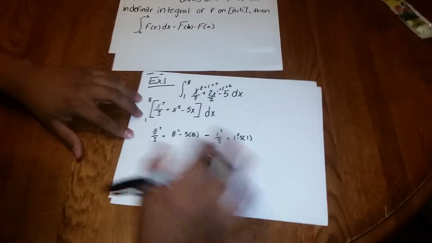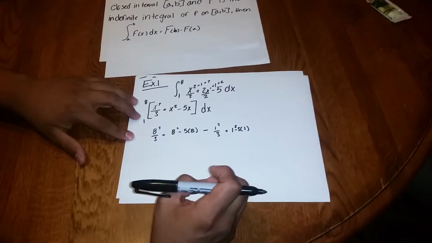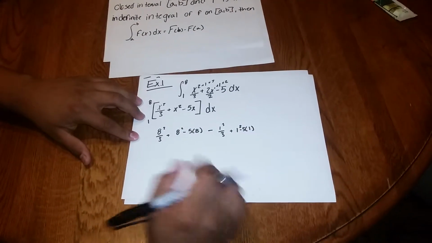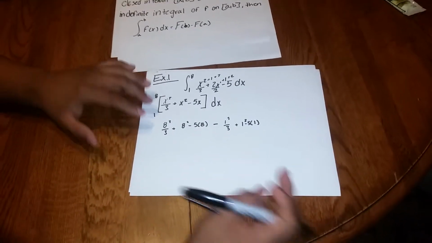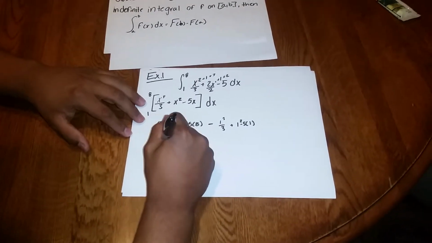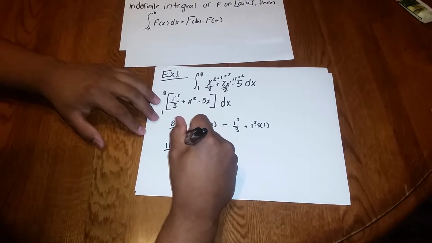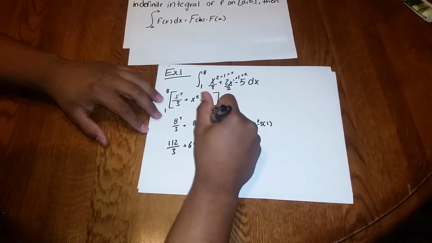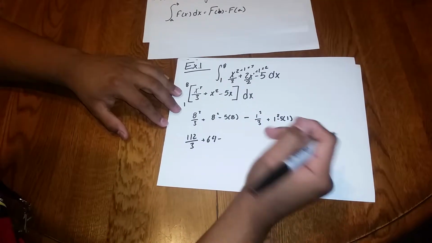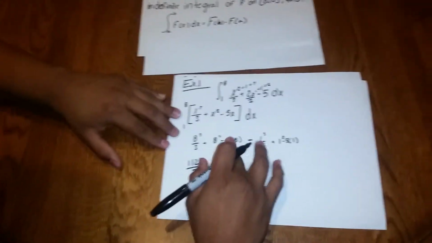So what's 8 cubed? 8 times 8 is 64. 64 times 8 would be what? Let's see. 8 times 4, 32. Carry your 3. 8 times 6 is 48, plus 3 is 51, so 512. So it will be 512 over 3. Then you also have 8 squared, so that will be 64. And then minus 5 times 8, that's 40. So this is what you get after you plug it in.